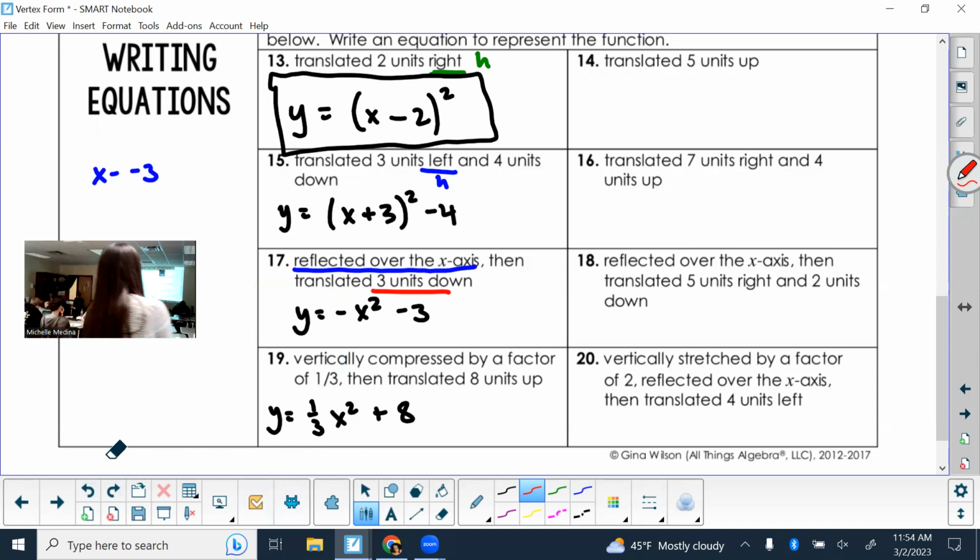All right, and then the last one, vertically compressed by a factor of 1/3. That just means instead of A being 1, it's now 1/3. If it said it reflected, we would make it negative, but it didn't, so it's just positive. And then it's translated 8 units up, which is your K, so it's outside of the parentheses. I mean, we don't need them in this one either, because there's no left or right movement in this one. So questions on the lesson today?